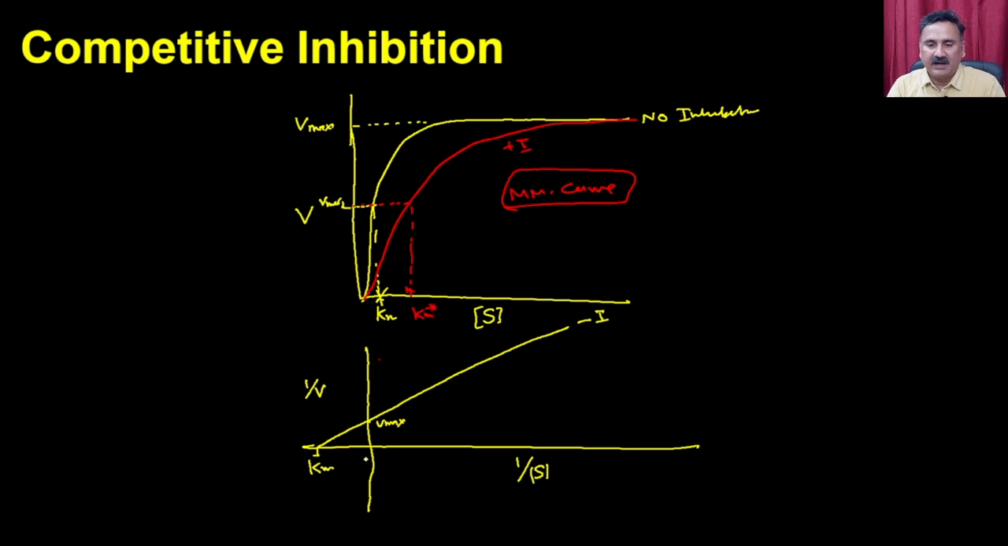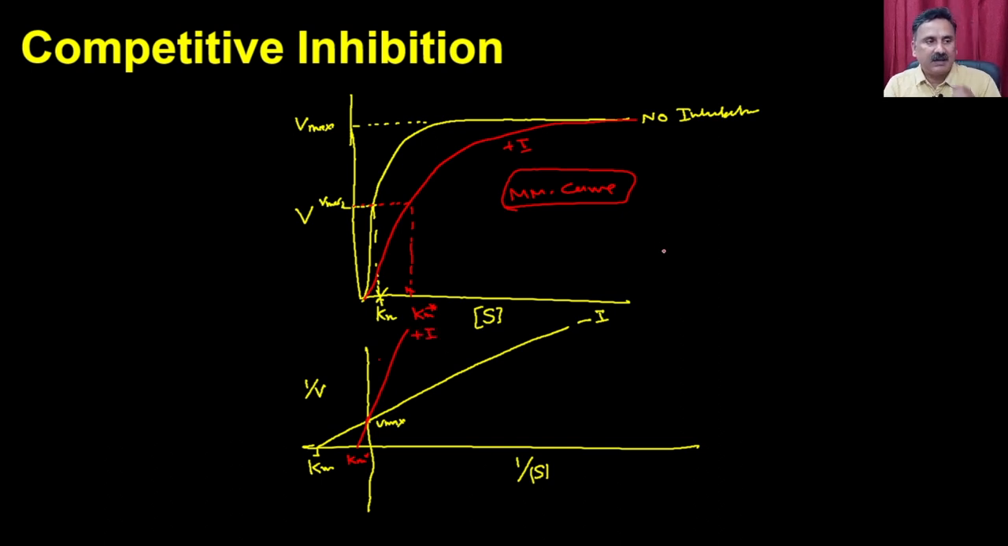Now, when you have the inhibitor, I'll use the same color. When you have the inhibitor, because it is taking a longer period of time, it is actually going to be like this. This means Vmax will remain the same. This is going to be in the presence of inhibitor.